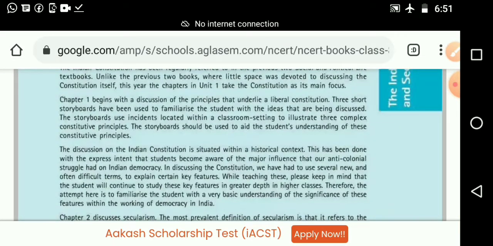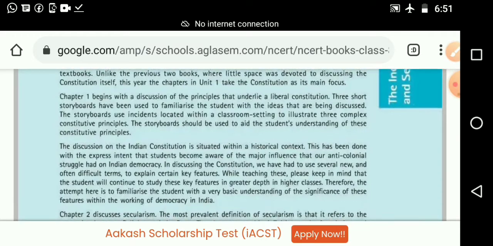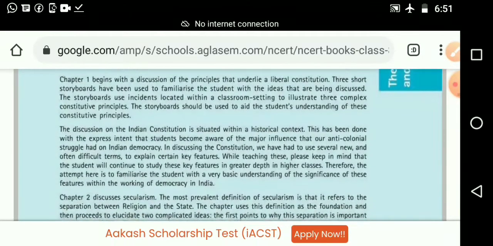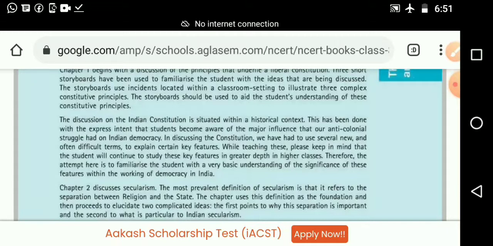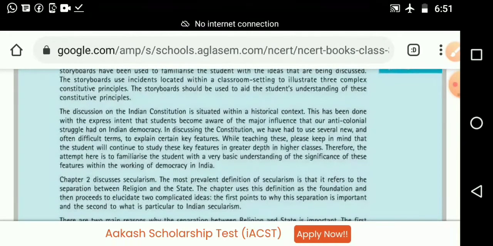How we can understand whether a constitution is good or bad, or whether it is liberal, those things we will discuss in the first part. Three short storyboards have been used to familiarize the students with the ideas being discussed. Then in the next page we can see the discussion on how the Indian constitution is situated in the historical context.